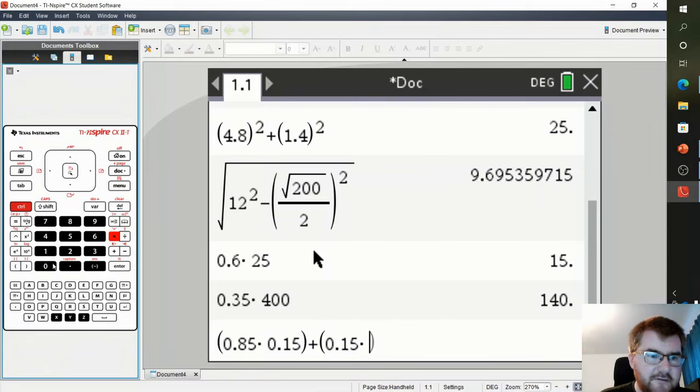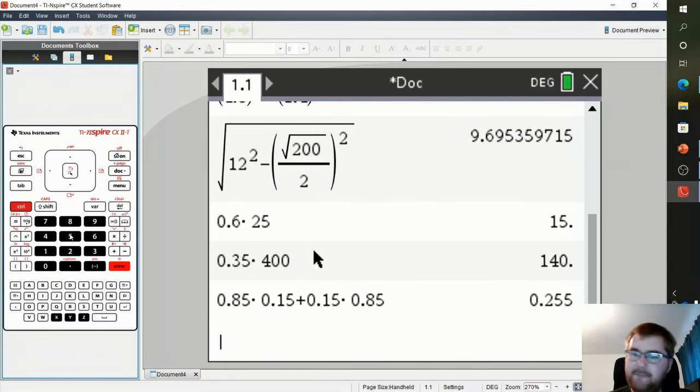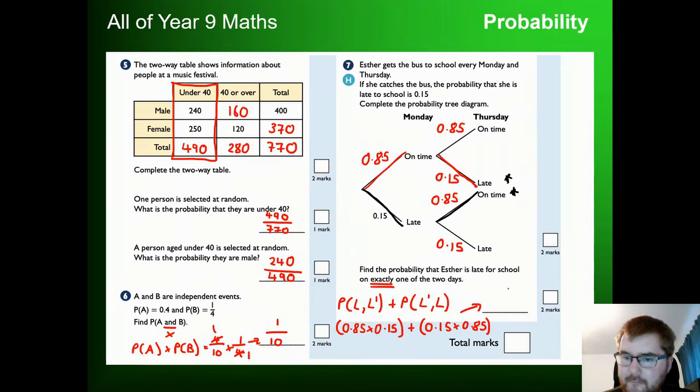Multiplication being commutative, it's a nice word I like to use, at least at year 9 level. All right, and then we get our final answer of 0.255. So we pop that in, 0.255, like so.